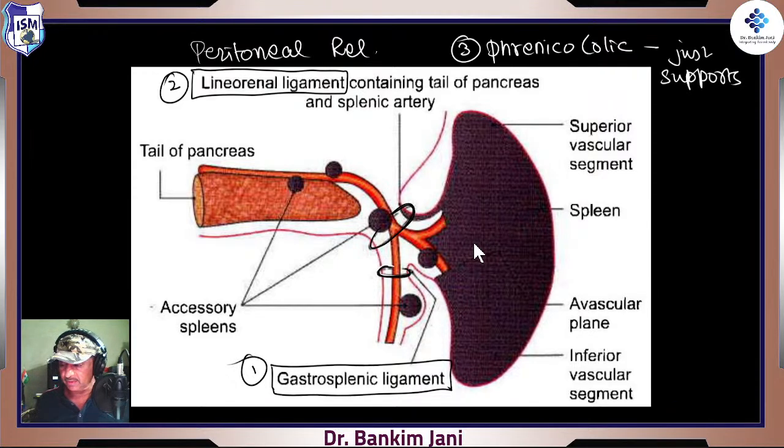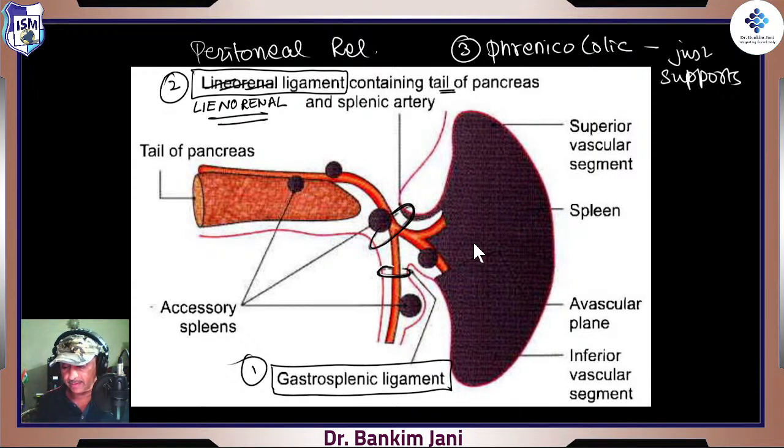So we now know three peritoneal reflections. Now, gastrosplenic ligament, why is it important? Because it is from the greater curvature of the stomach to the hilum of the spleen. So it is going towards the hilum of the spleen. Just a minute, this is an error, right? It is not lineorenal. It is linorenal, L-I-E-N-O renal. That contains the tail of pancreas and splenic artery. Tail of pancreas, right?